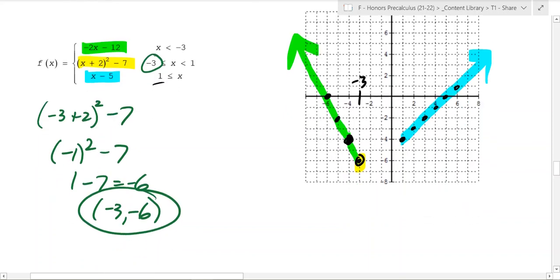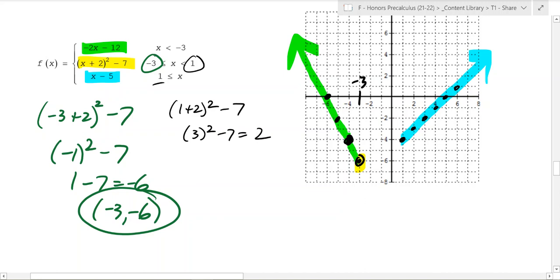But then it's a parabola. It stretches down and then goes up. So where is the other endpoint? Well, if you plug in 1 into this, you get 1 plus 2 squared minus 7. 3 squared minus 7 is 9 minus 7, which is 2. So you know that this point is an open dot at 1, 2, like this. That point right there is 1, 2.